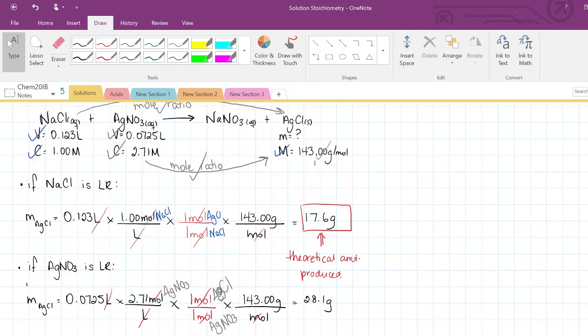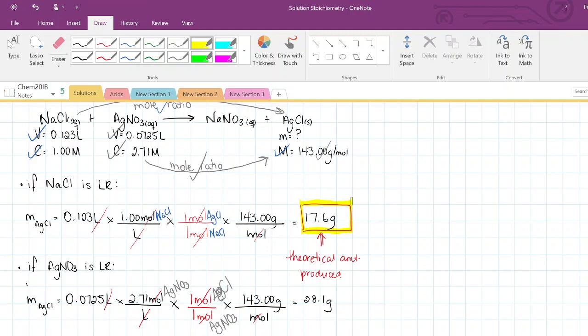Now what I need to do is figure out which one produced less. If NaCl runs out, if it's limiting, it produces 17.6 grams. If AgNO3 is limiting, it produces 28.1 grams. That means that the NaCl must run out first because it's limiting the amount of product that we're getting. So we're producing less product. We're producing 17.6 grams. Okay.